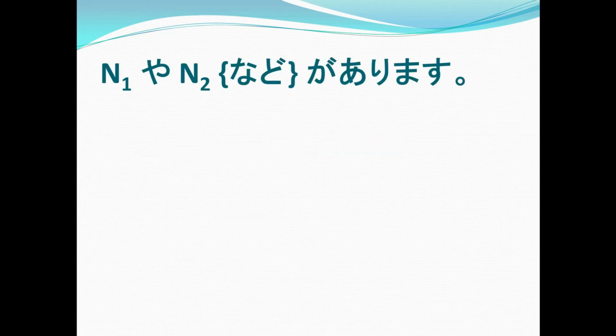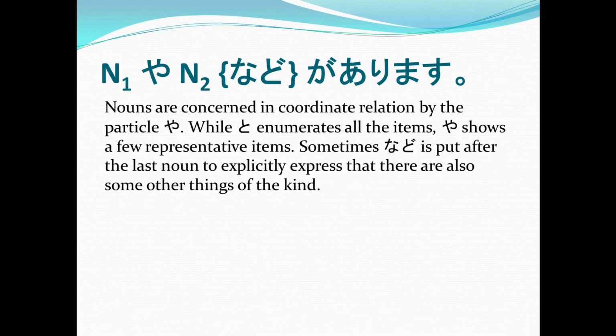Now, the last sentence pattern for lesson 10 is N1 ya, or noun 1 ya, noun 2 nado ga arimasu. Again, noun 1 ya, noun 2 nado ga arimasu. Now, take note that this can only be used with arimasu, not with imasu. So, nouns are connected in coordinate relation by the particle ya. While to enumerates all the items, ya shows a few representative items. Sometimes nado is put after the last noun to explicitly express that there are also some other things of the kind.